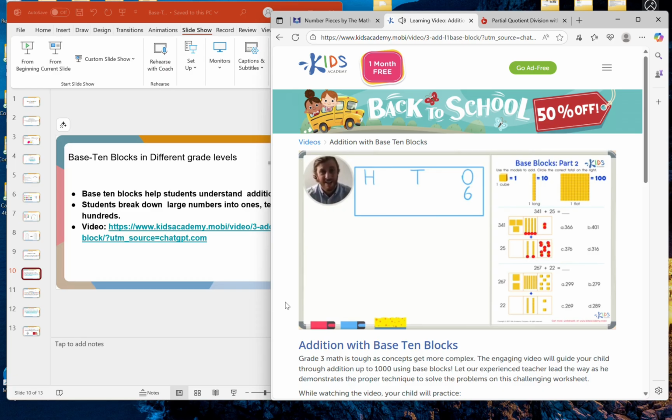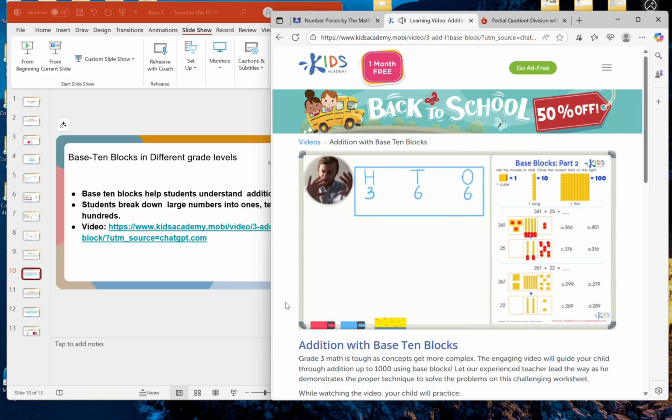Now, just like last time, let's count them all together as groups of tens. 1, 2, 3, 4, 5, 6. There are 6 tens. So let's write 6 in the tens place. Then if we go over to the hundreds place, number 25 has no hundreds. But the number 341 has 1, 2, 3 hundreds. So let's put that in the hundreds place.